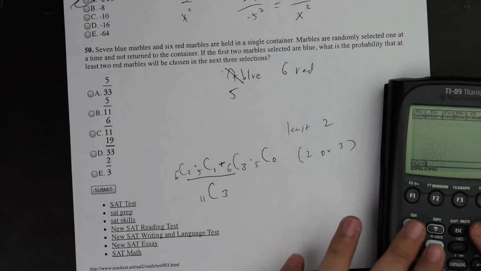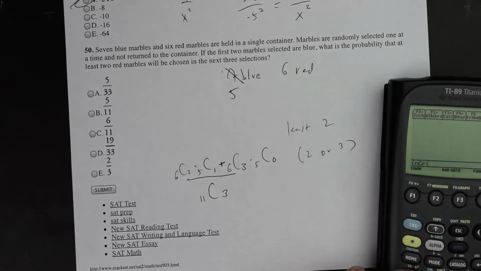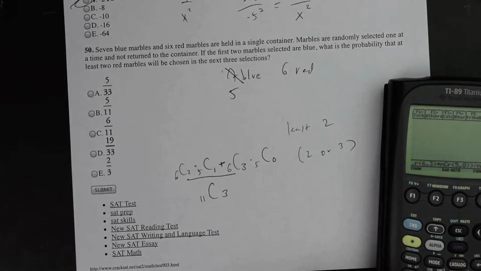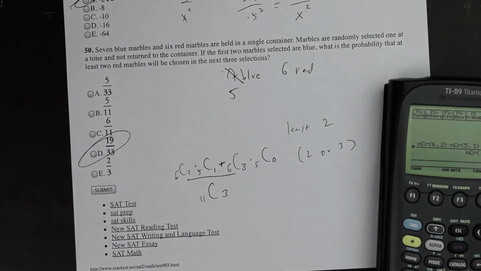Okay, perfect. So I have this set up already. 6C2 times 5C1, plus 6C3 times 5C0, divided by 11C3. 19 over 33. Okay, so for number 50, my final answer for this question is D. And so now I'm going to explain to you how to do this question.